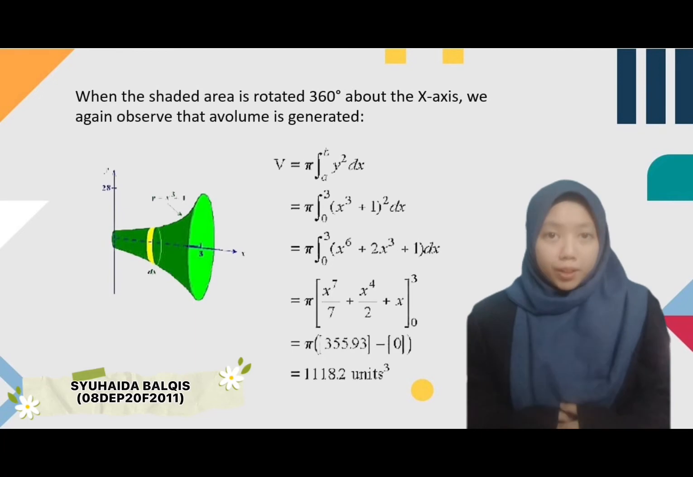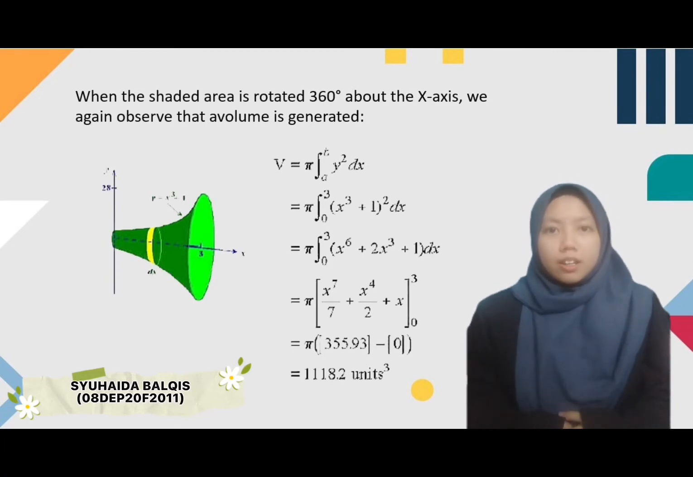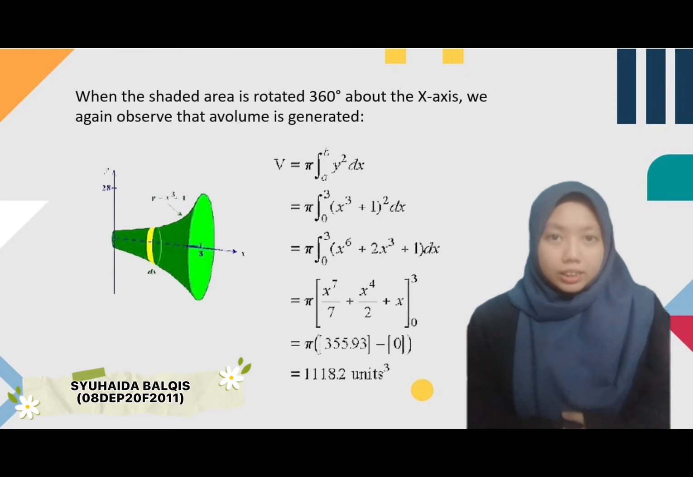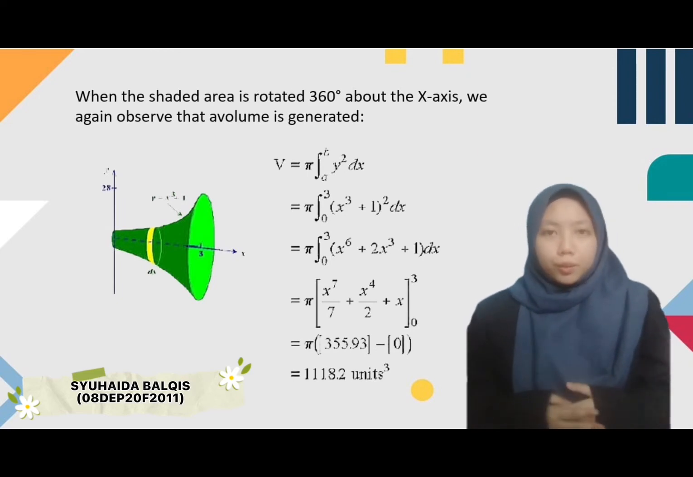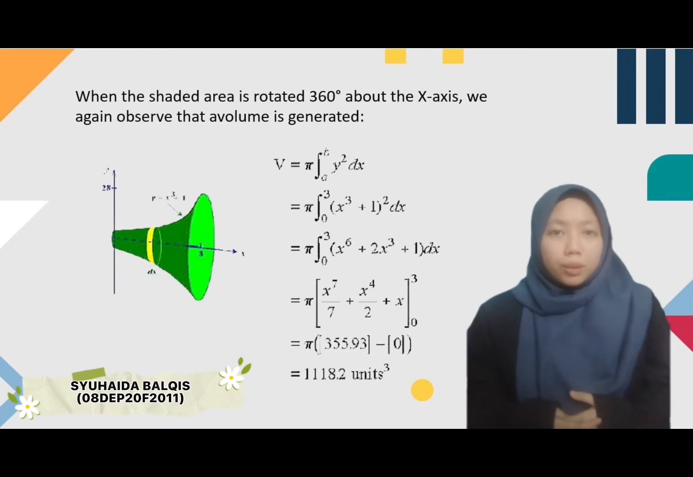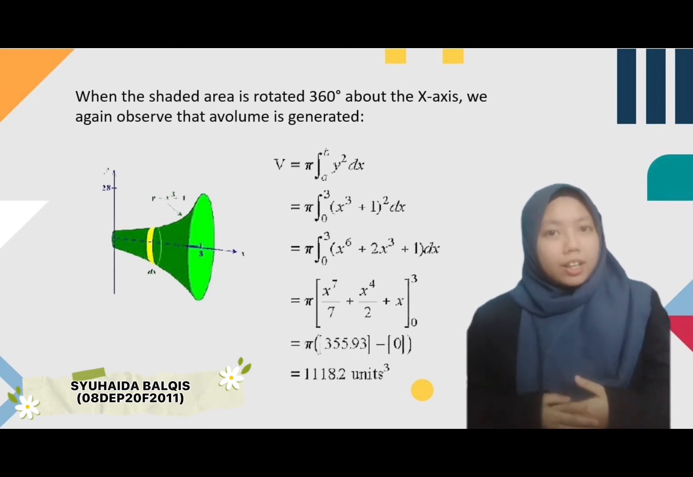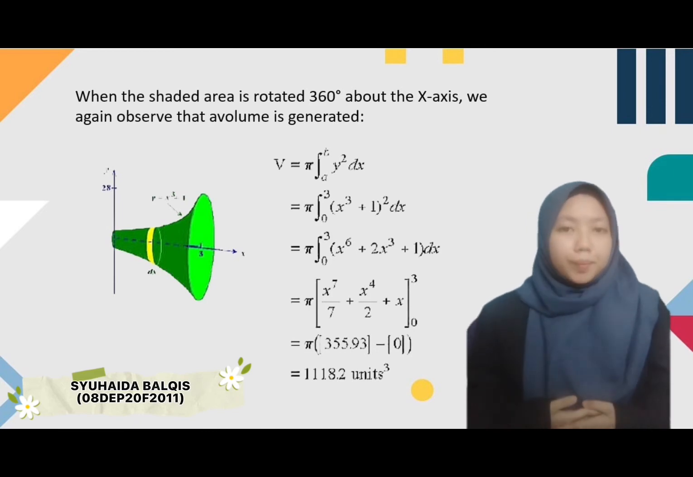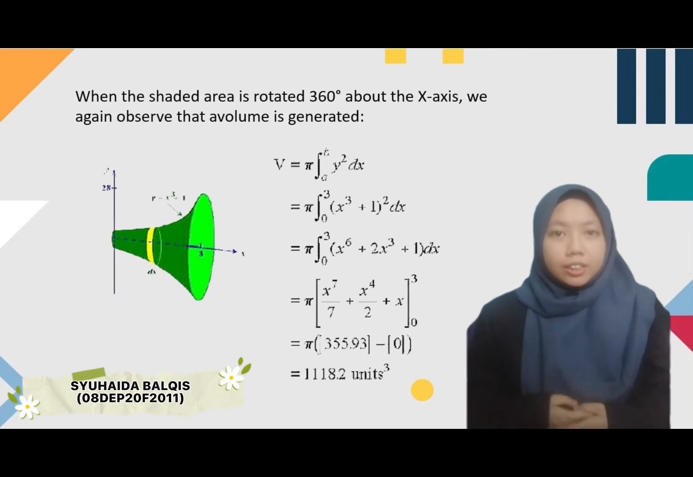Let's see how we can find the volume using integration. The formula for the x-axis is V equals the integral from region A to region B of pi y squared. Now we have the formula for volume of revolution. Pi y squared is just a circle. They are going to rotate about the x-axis from region A to region B. Let's look at one example. When the shaded area is rotated 360 degrees about the x-axis, we again observe that a volume is generated.